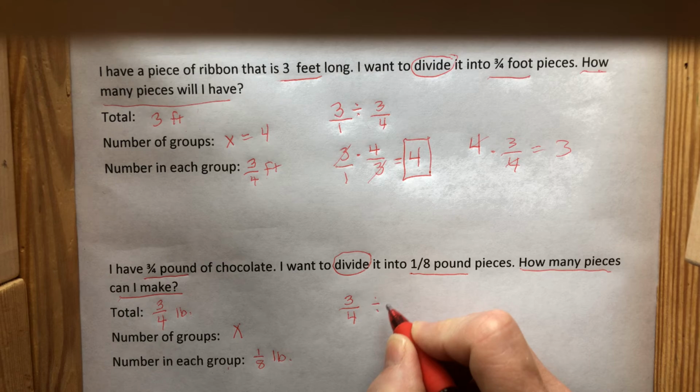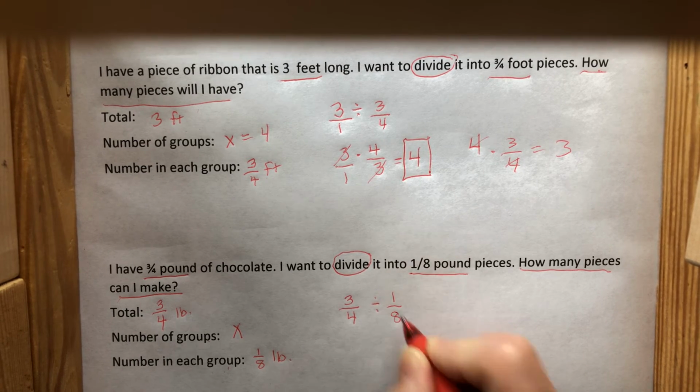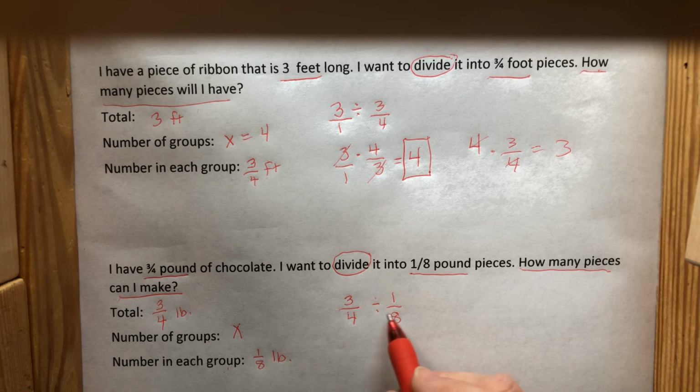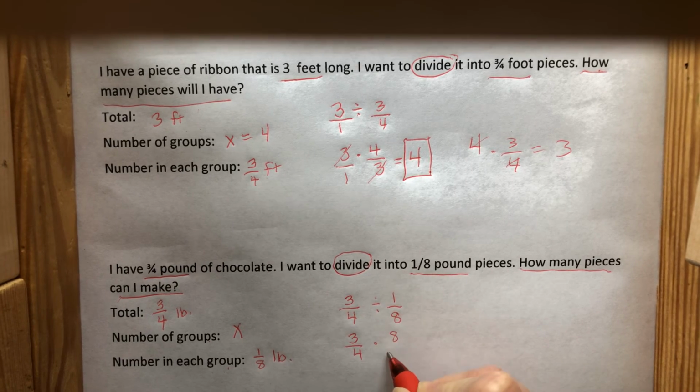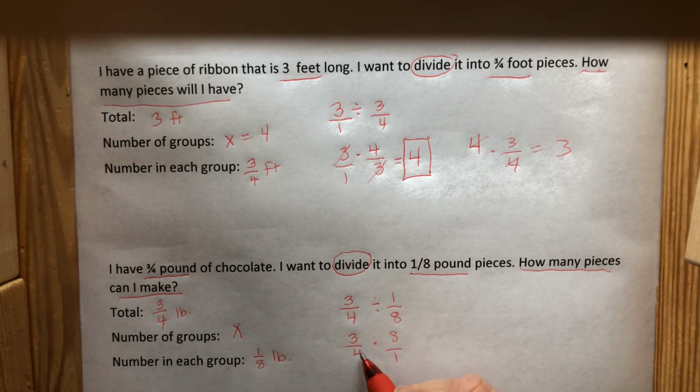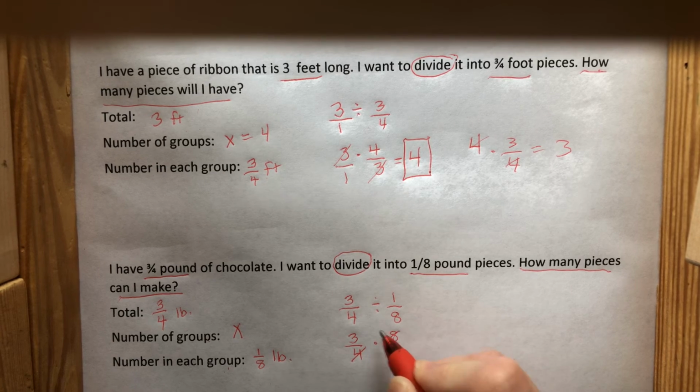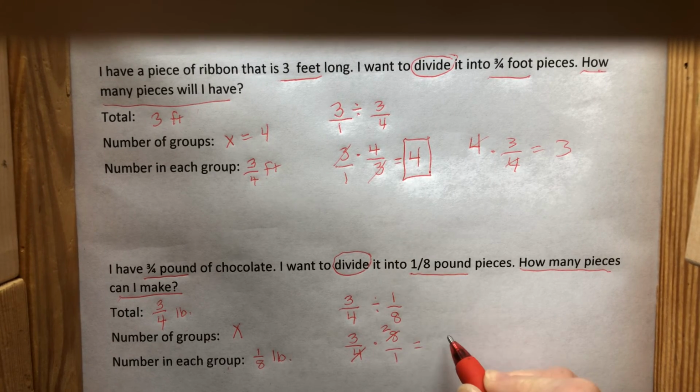3/4 divided by 1/8. Okay, so now, when I divide, I have to remember I'm going to multiply by the reciprocal. 3/4 times 8/1. I can cancel. This becomes 2, and I get 6.